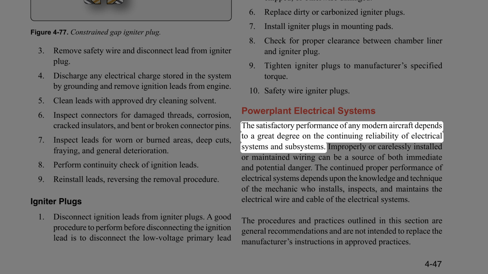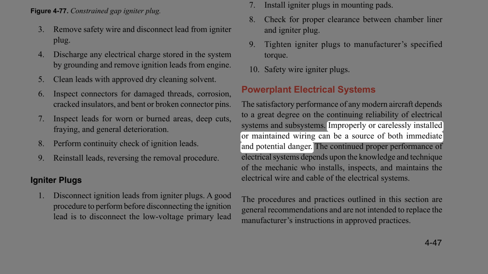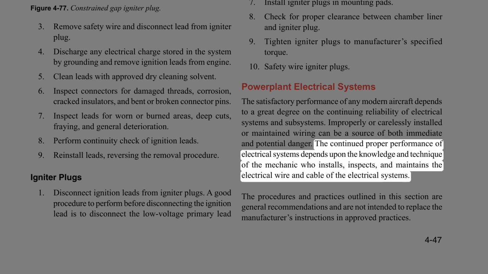Powerplant electrical systems. The satisfactory performance of any modern aircraft depends to a great degree on the continuing reliability of electrical systems and subsystems. Improperly or carelessly installed or maintained wiring can be a source of both immediate and potential danger. The continued proper performance of electrical systems depends upon the knowledge and technique of the mechanic who installs, inspects, and maintains the electrical wire and cable of the electrical systems.